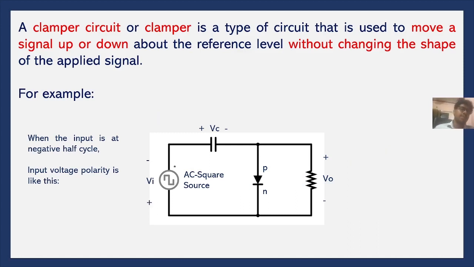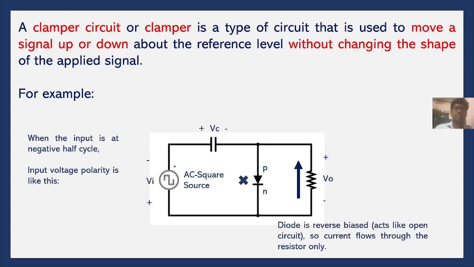When the input is at the negative half cycle, the input voltage polarity is like this, alternate to the previous diagram. In this case, as the diode is reverse biased, there is no current flowing through the diode, only through the resistor, and the capacitor will get discharged. In the previous positive half cycle the capacitor gets charged; in this case, it gets discharged. After applying KVL, we get that V output will be equal to V input plus Vc.